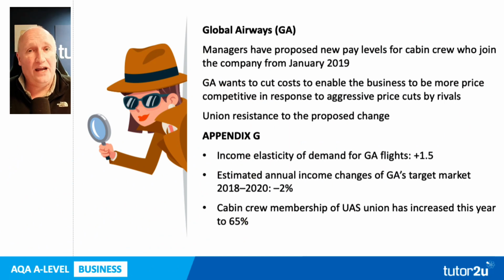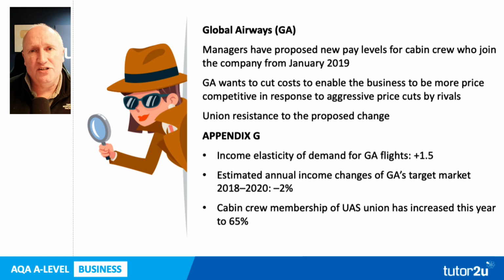Now, in paper 2, as normal, we had a mini case study that we would use to provide the context for our responses. The key points from the case study were as follows. It was about a business called Global Airways, or GA, and we were told that managers at GA were proposing new pay levels for new cabin crew joining after a certain date, the aim of which was to reduce costs so that they were better able to compete against increasingly aggressive price cuts by rival airlines.